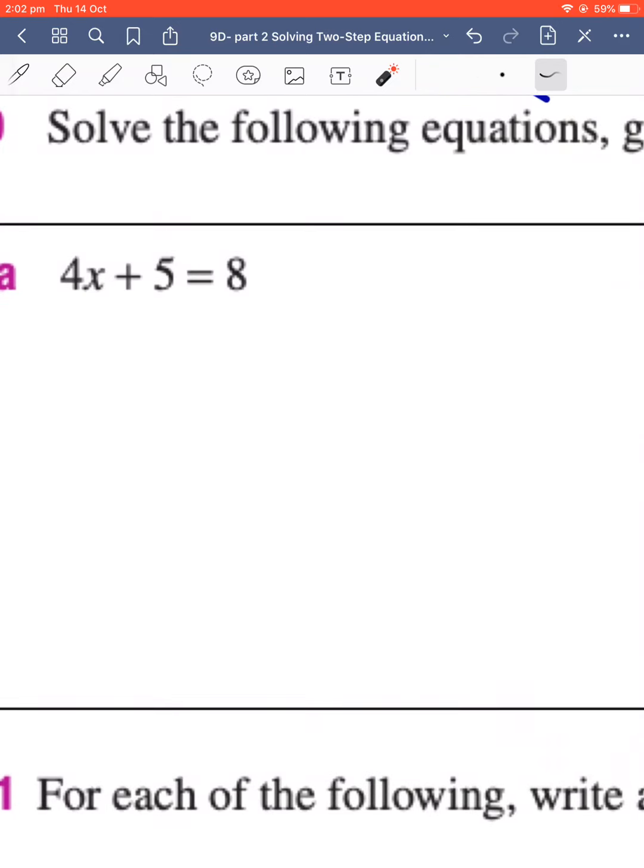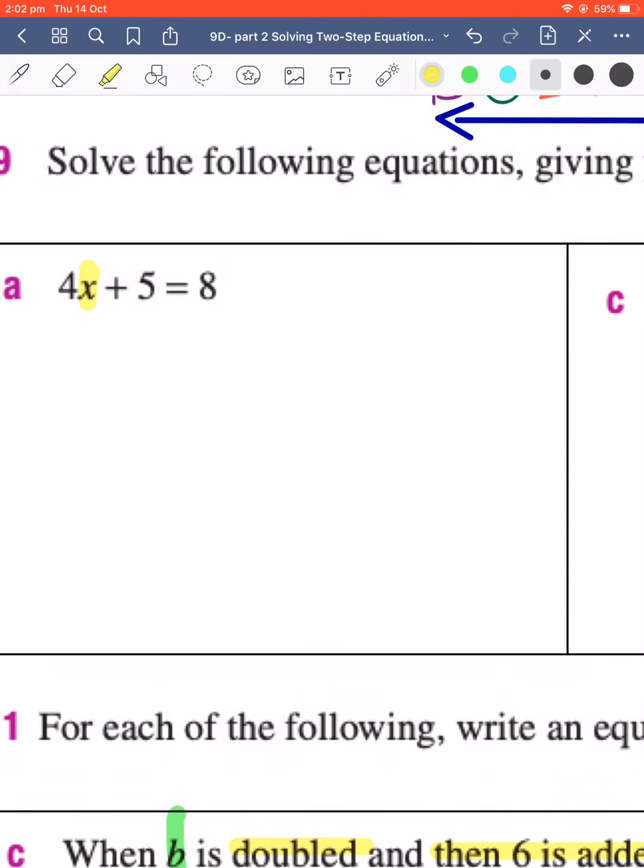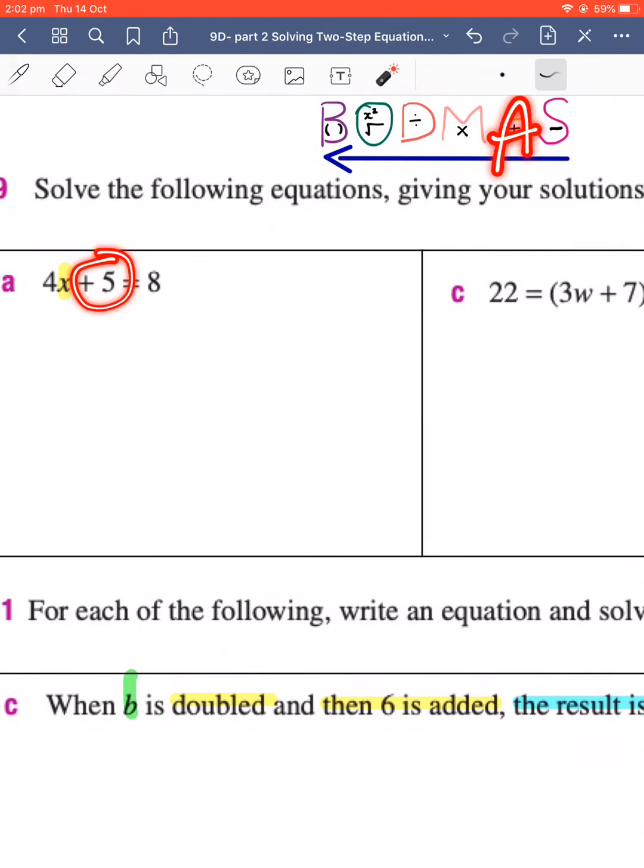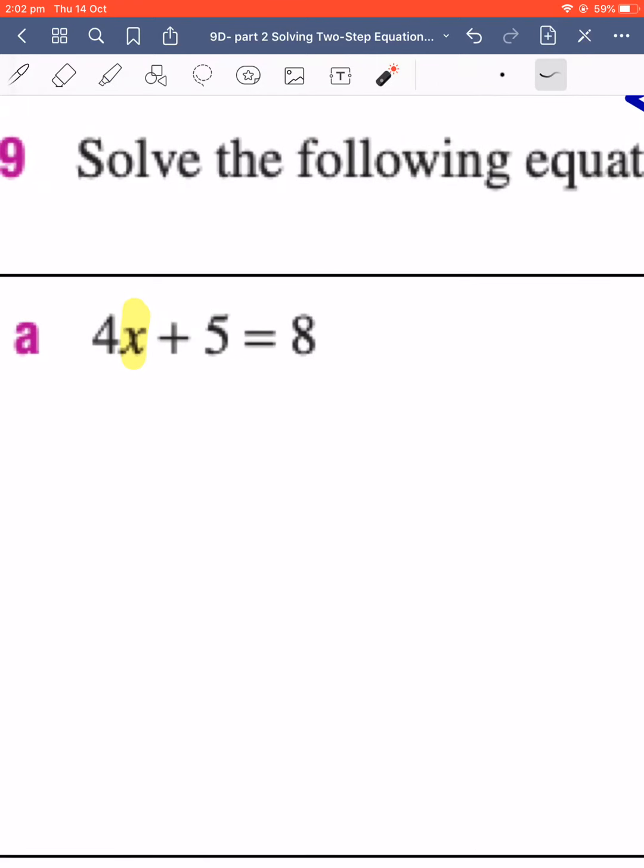So first one, I'm going to highlight my pronumeral as I've done before, and I'm going to look at what else is around it. So I have an addition, and I also have a multiplication. I'm going to deal with my addition first. That's going to be my first step. So let's absolutely do that first. So I'm going to minus 5 because that's the opposite operation.